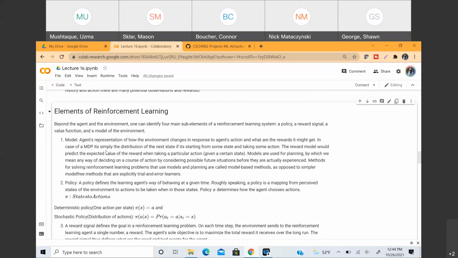All right, so the first thing is a model. As I said, the agent is modeling the environment. So it's the agent's representation of how the environment is changing in response to the actions that the agent is taking, right? So that is my model. And in case of an MDP, or Markov decision process, it's simply the distribution of the next state.